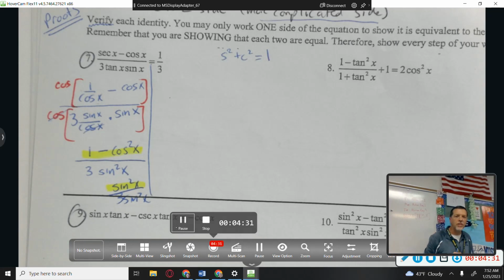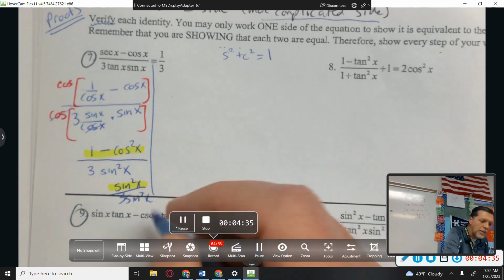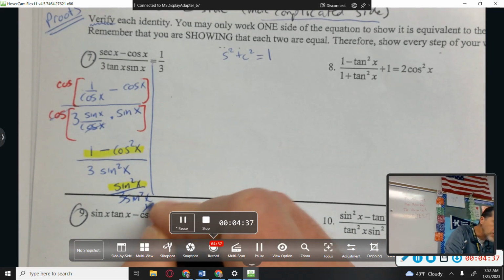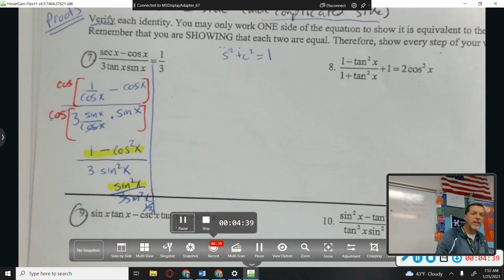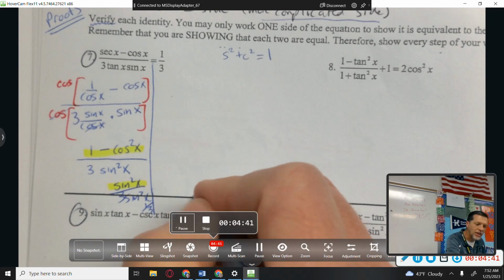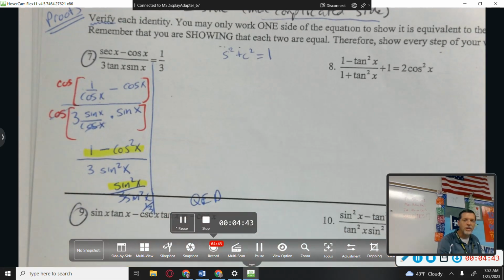So you're not done until they match exactly, even though you're like, it's right there and I'm out of room. You got to make it get all the way down there. And again, if you want to sound fancy, you put a QED on there that says, I did it. Take your victory lap.